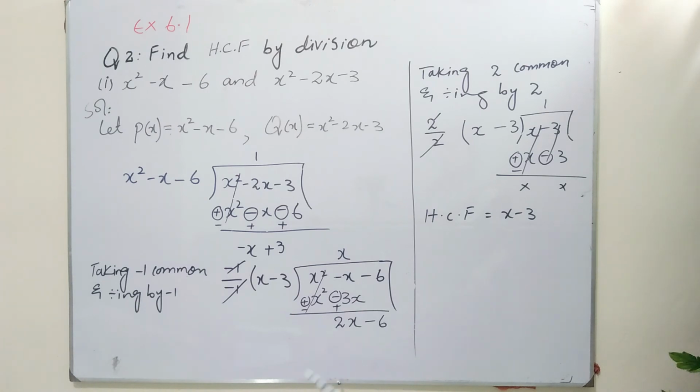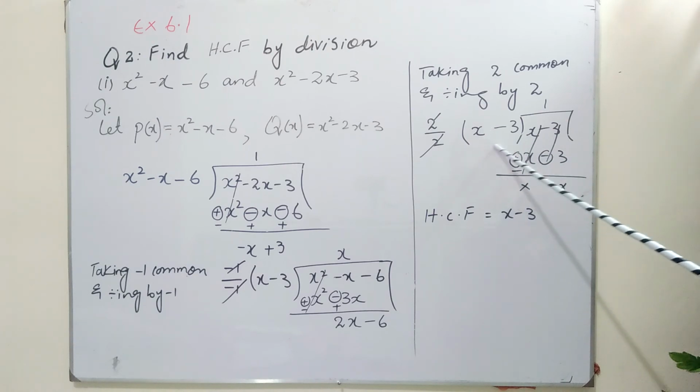Again we will check whether there is a negative sign before the first term or any common factor. There is no negative sign, but there is a common factor, that is 2. So we will take 2 common and divide by 2. When we take 2 common and divide by 2, we get 2 into x minus 3, because when we take 2 common, we are left with x in the first term. In the second term, 6 is 2 into 3. It becomes x minus 3.